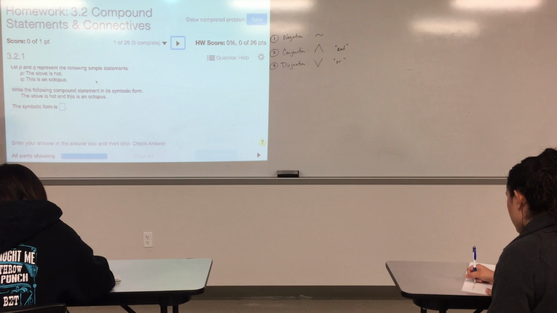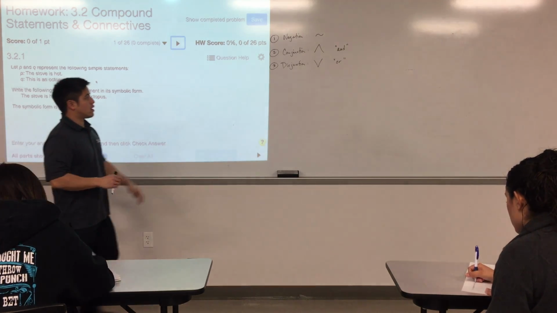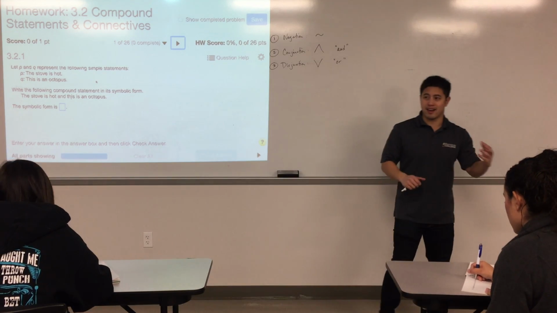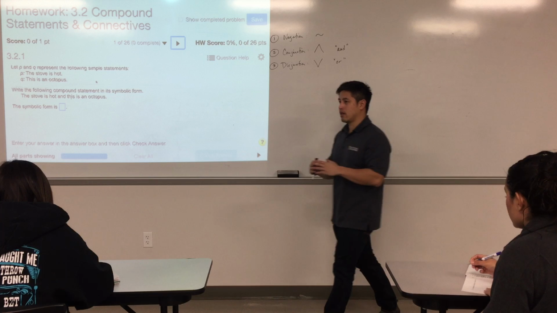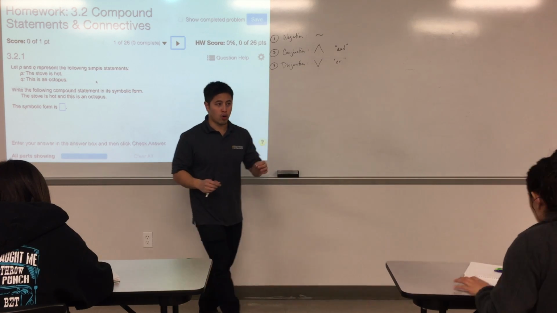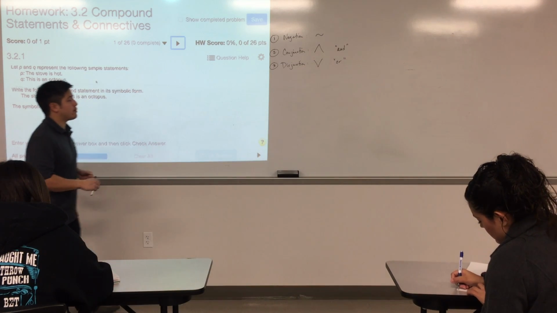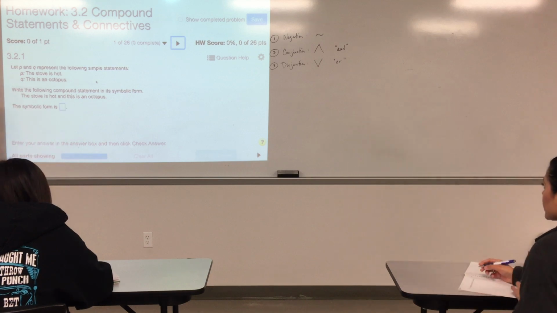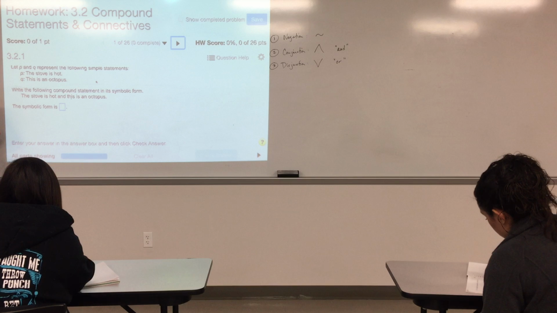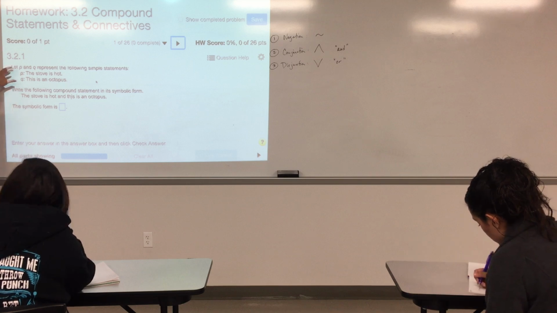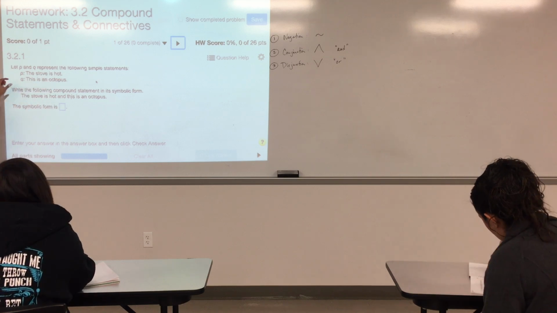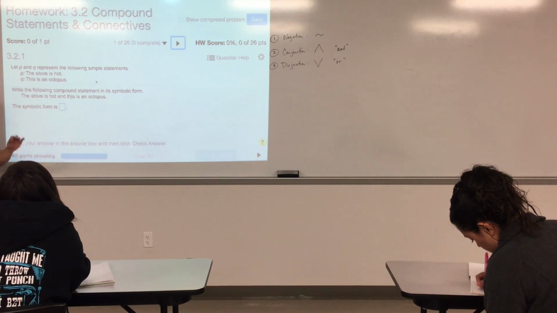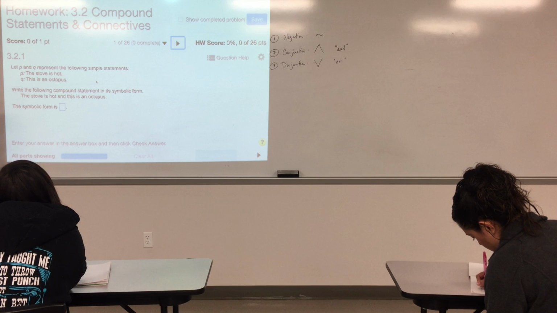So one is a review. The other two are new for the day. Conjunction, and, upside down V. Disjunction, or, V. All right? So let's take a look at this. What's the point of all those? Well, the point of them is to be able to take word statements and put them completely into symbolic form. Let's take a look at our problem here.